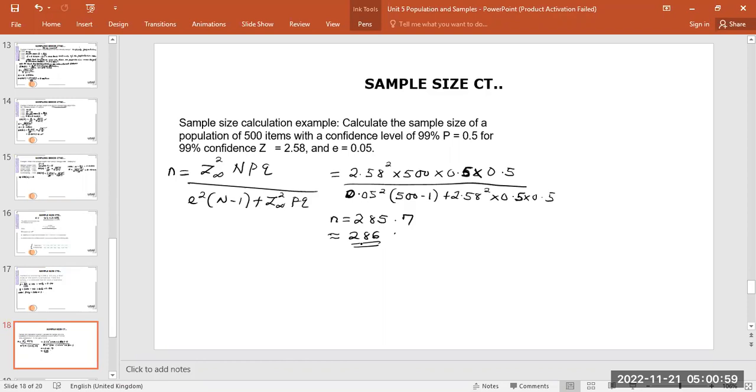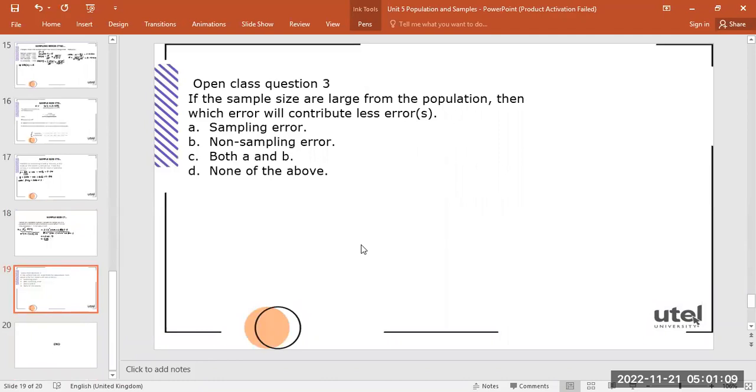And I hope that the information I've provided in this lecture has been very, very informative. But before I take my leave, permit me to share the last open class question before we go. The third open class question says, if the sample size is large from the population, then which error will contribute less error or errors? We have A, sampling error, B, non-sampling error, C, both A and B, D, none of the above.